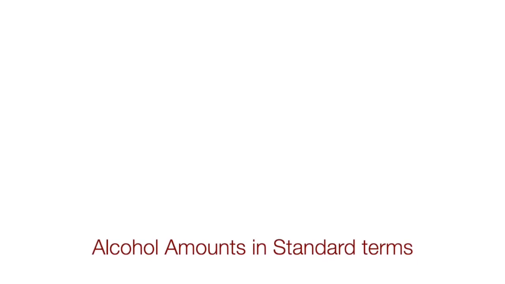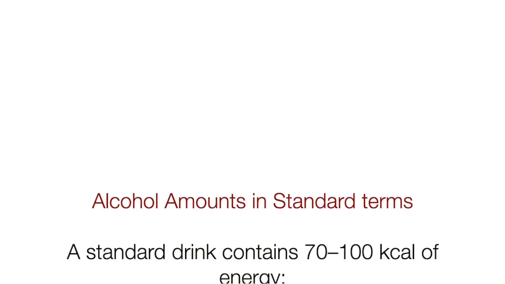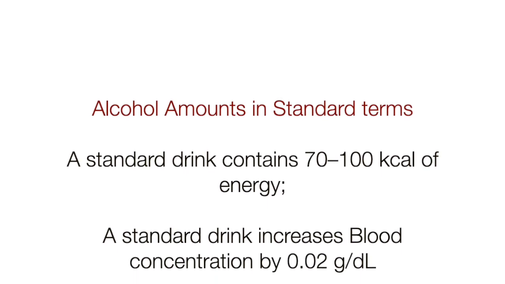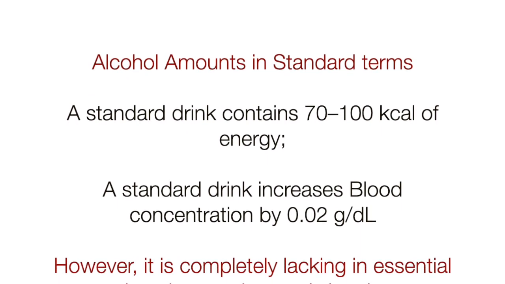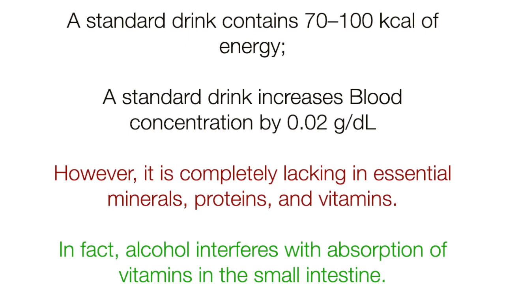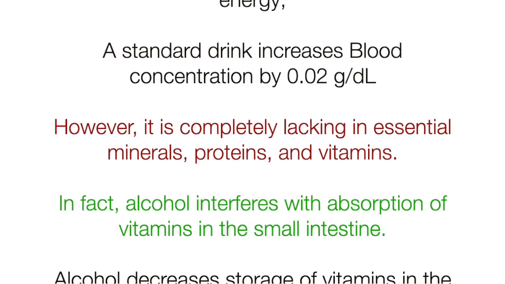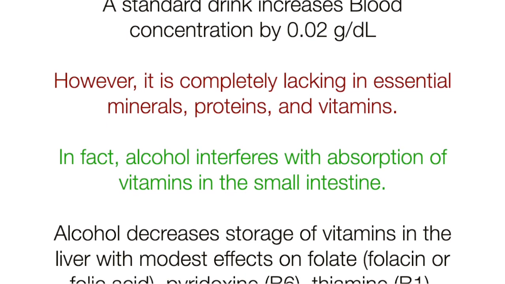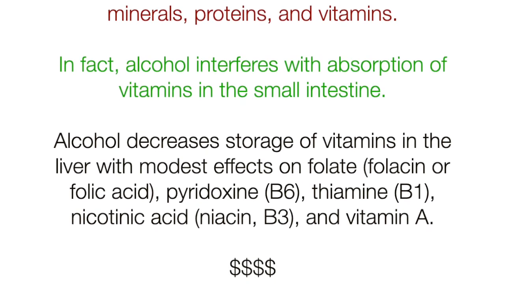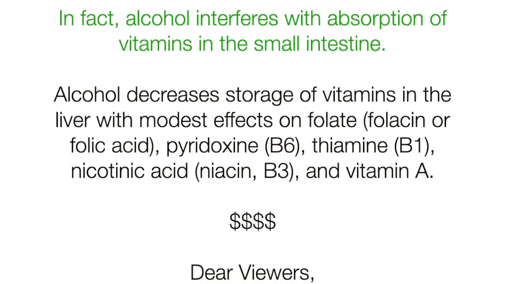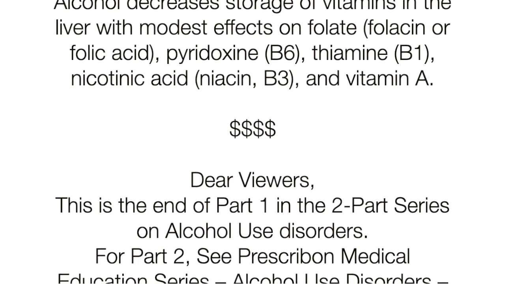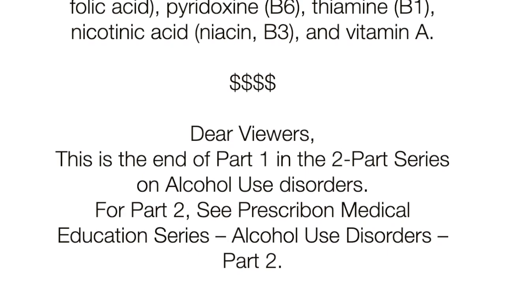Alcohol amounts in standard terms. A standard drink contains 70 to 100 kcal of energy. A standard drink increases blood concentration by 0.02 grams per deciliter, that is 20 milligram per deciliter. However, it is completely lacking in essential minerals, proteins, and vitamins. In fact, alcohol interferes with absorption of vitamins in the small intestine. Alcohol decreases storage of vitamins in the liver with modest effects on folate, that is folacin or folic acid, pyridoxine B6, thiamine B1, nicotinic acid B3, and vitamin A.